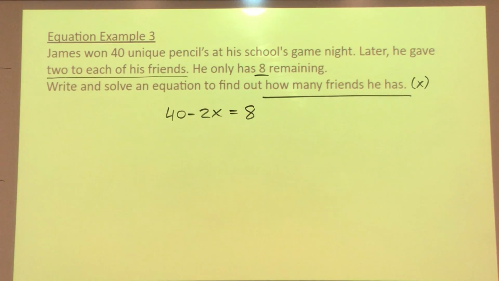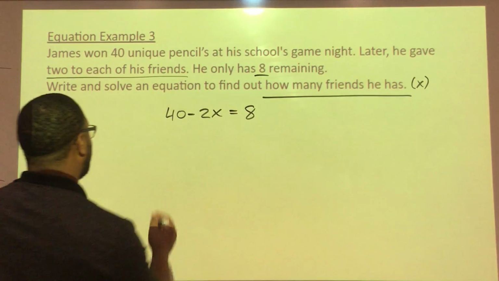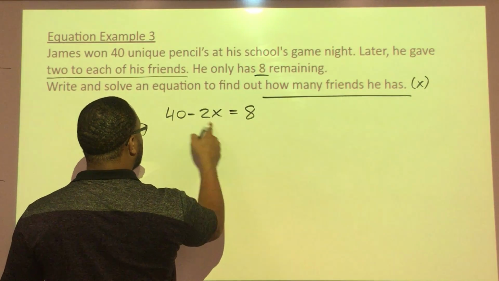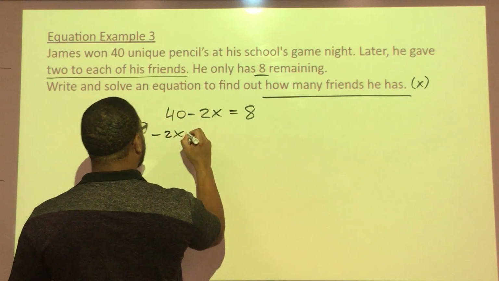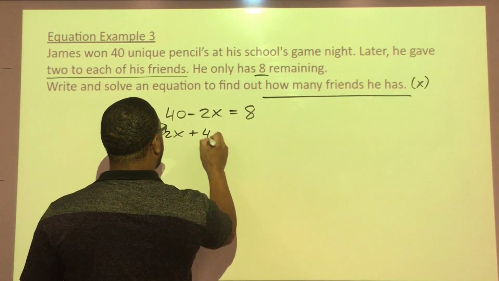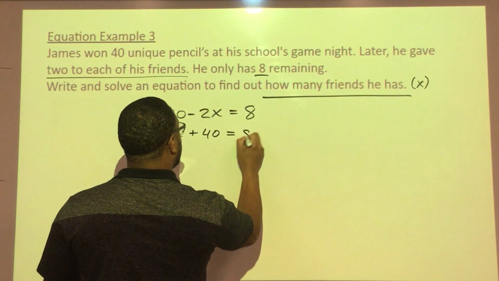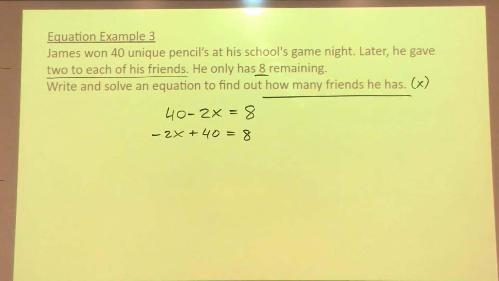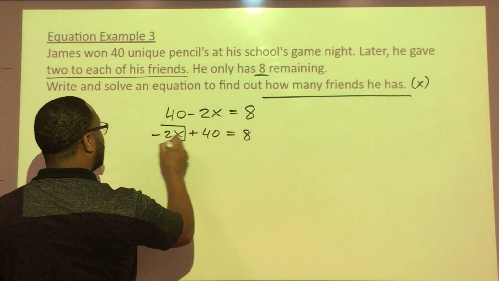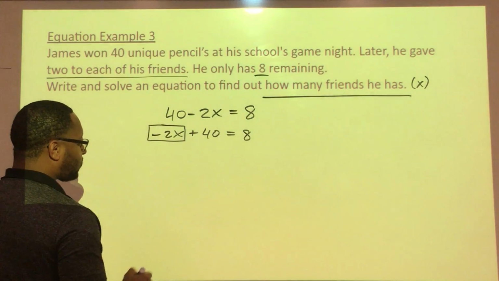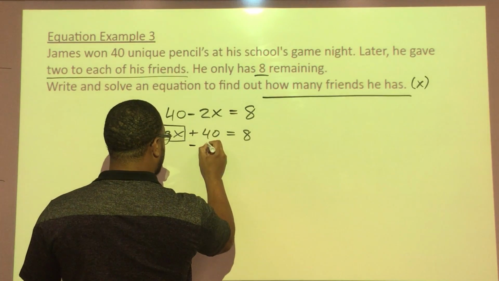And if you're more comfortable, you can flip this around so that it looks like this. Minus 2x is the same thing as negative 2x. This is a positive 40, so we're going to keep it positive. So you can flip it around to solve it that way. You don't have to, but it's an option. And I'm going to subtract 40.